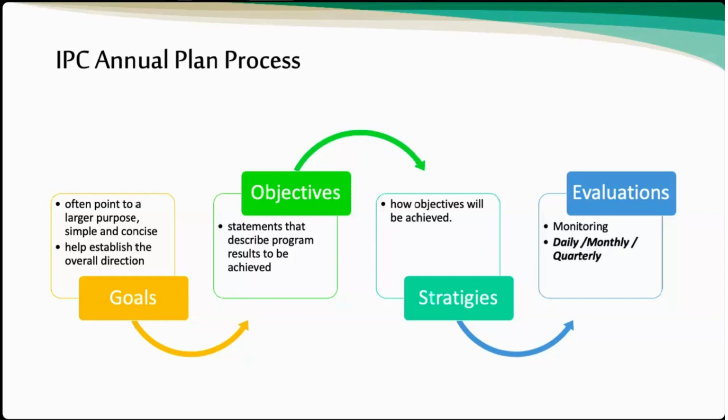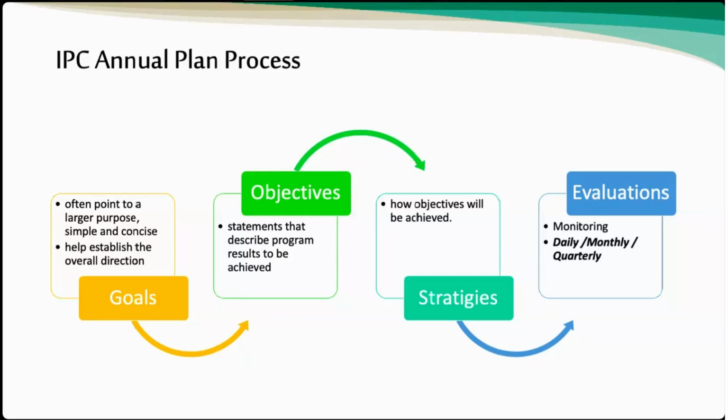So the goals and objectives are prioritized in accordance with the organization's vision, mission, and strategic plan. That's why we need to focus on how to write our goals and objectives so we can create the annual plan. Later in this presentation, we will go through the goals and objectives in detail. The strategies are how objectives will be achieved.